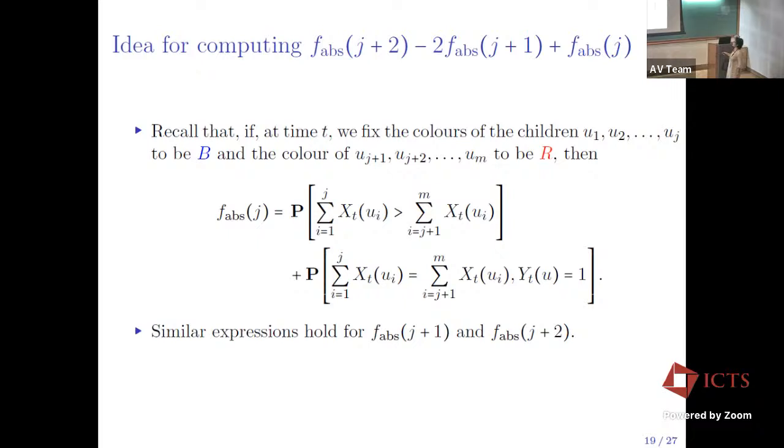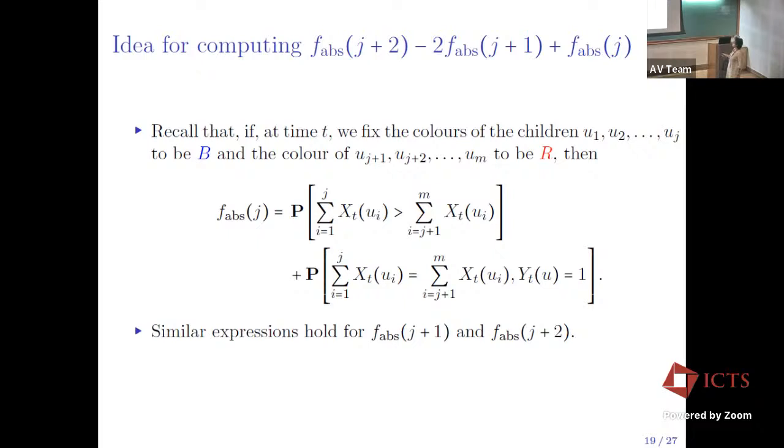So either this is the case where the number of blue successes is strictly bigger than the number of red successes, and this is where they tie, and you break the tie using this fair coin. Similar expressions will hold for f absolute j plus 1 and f absolute j plus 2. You will just change these indices.